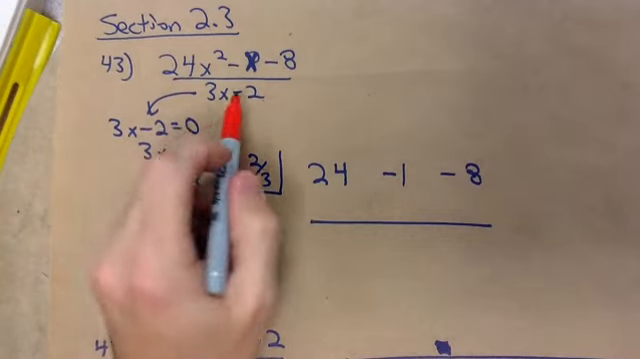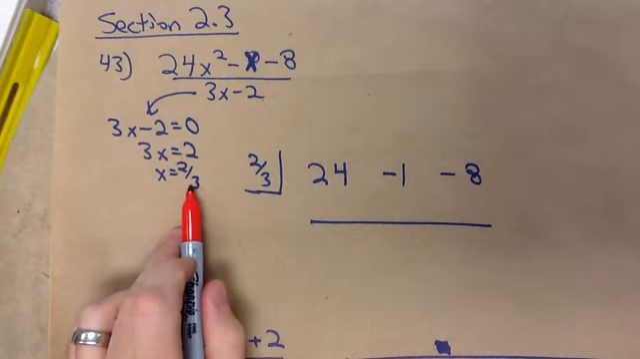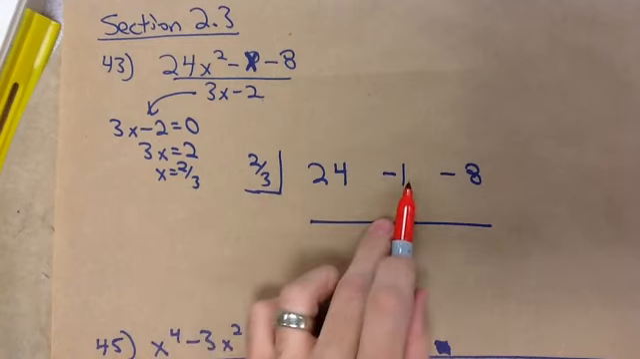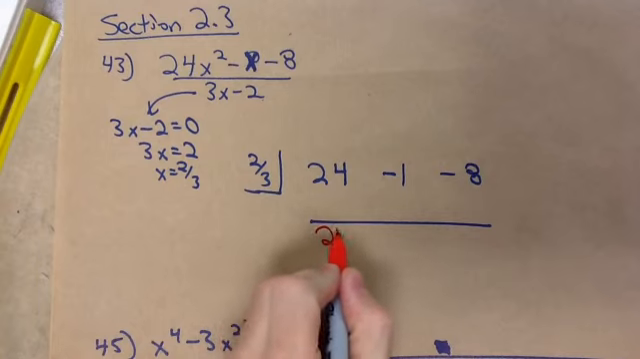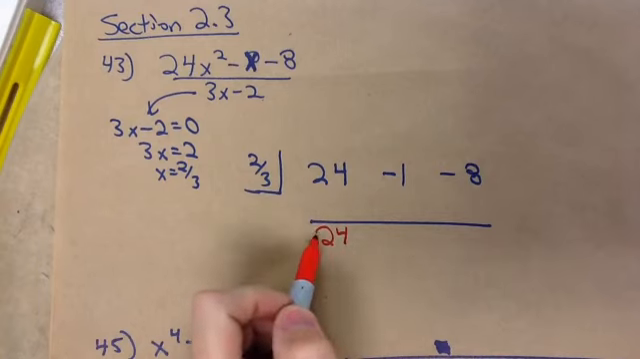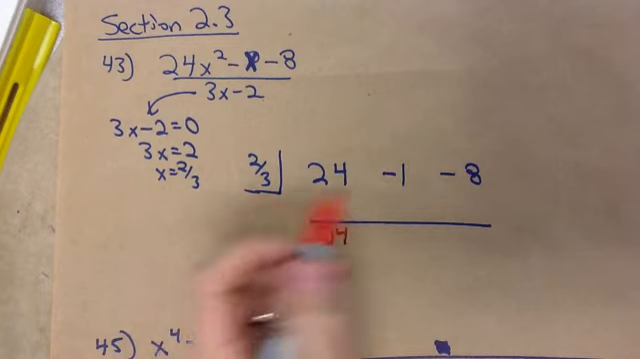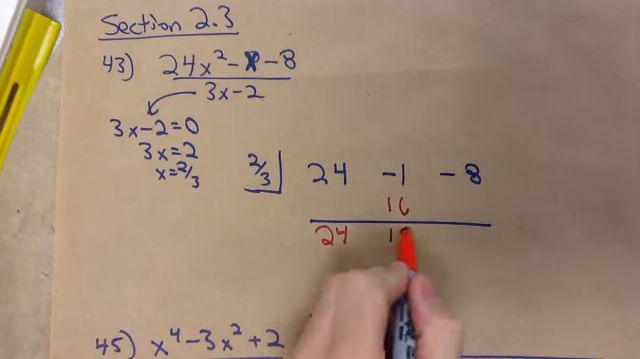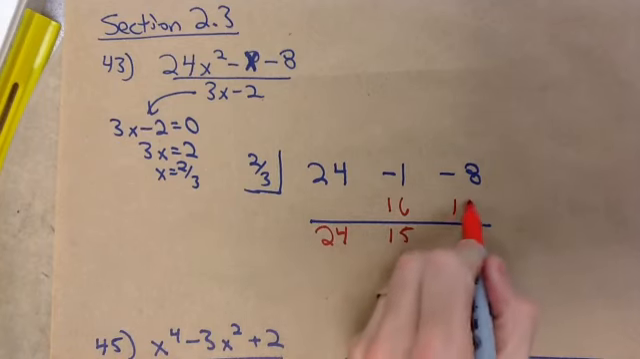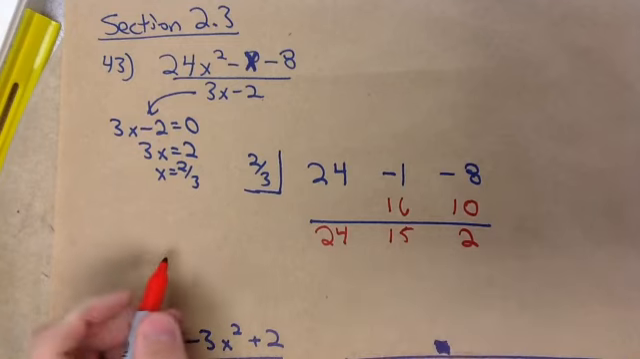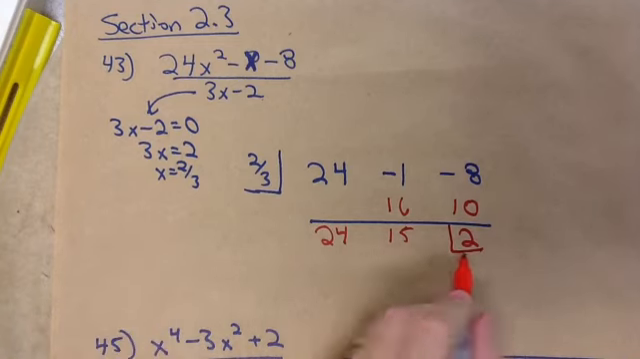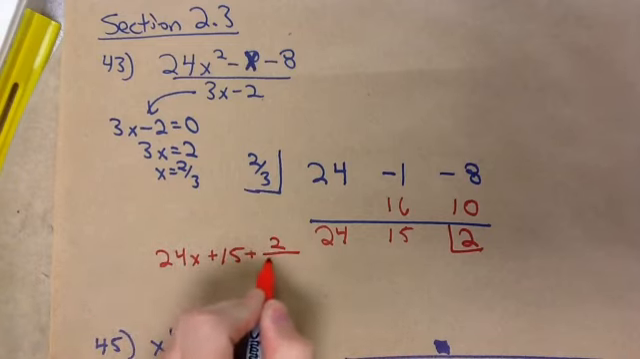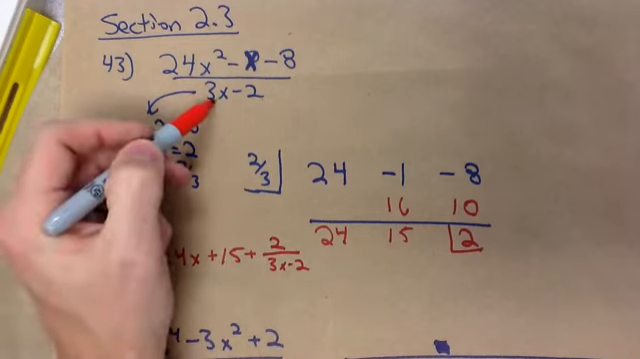I have 3x minus 2 in my denominator, as a solution that is 2/3. So that is what I put in for synthetic division. And then I have 24, negative 1, and 8. So bring down the 24. 2/3 of 24 is going to be 16. If I take 16 minus 1, that gives me 15. 2/3 of 15 is 10. I got 2 left over, so my answer, this is my remainder, is going to be 24x plus 15 plus 2 over 3x minus 2, my original denominator.